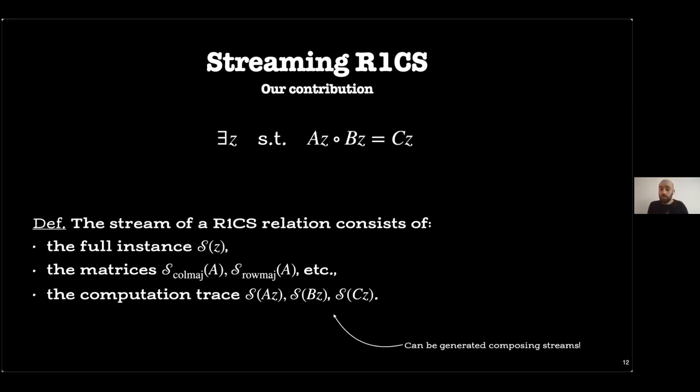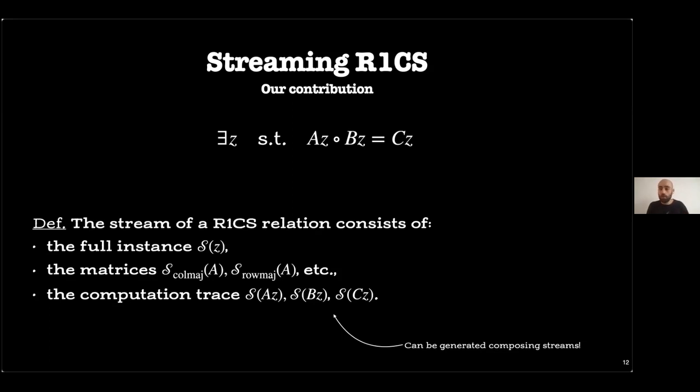The matrices A, B, and C, I also want to give you as a stream, and I will give it to you in either row-major or column-major order. There are two ways in which I can iterate over them, right? Because it's two-dimensional. And I will assume that they will come in a sparse notation. The representation will be sparse.